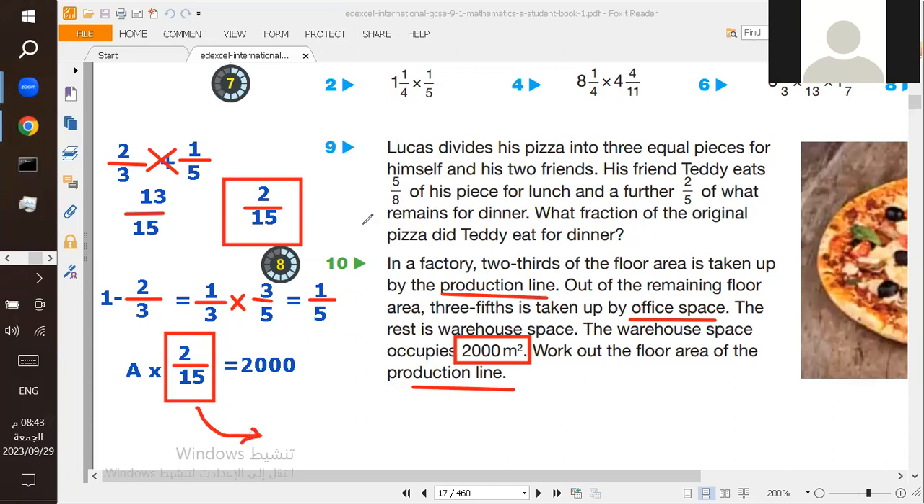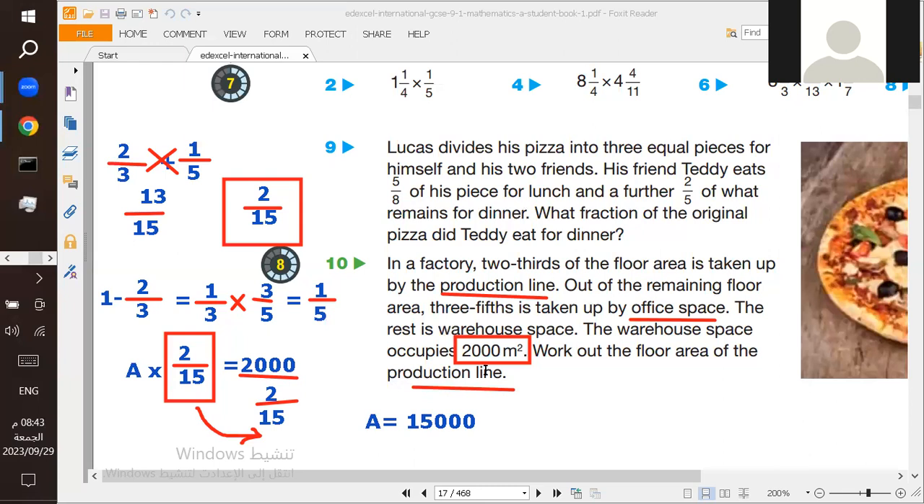So it's going to be 2000 divided by 2 over 15. You can do this with the calculator. I'm sorry, 15 like this. So once you get this with the calculator, A, the whole area, will equal 15,000. I did this with the calculator. So the final answer is A equals 15,000 meters squared. A is the whole area.